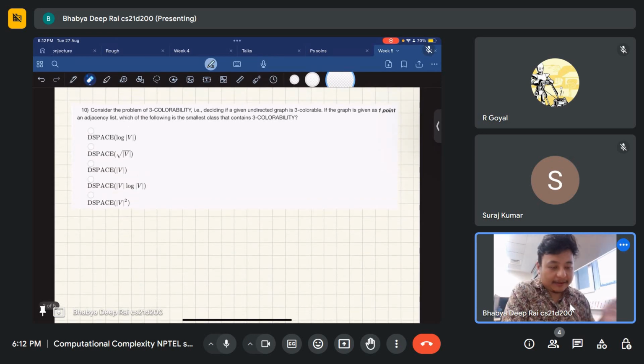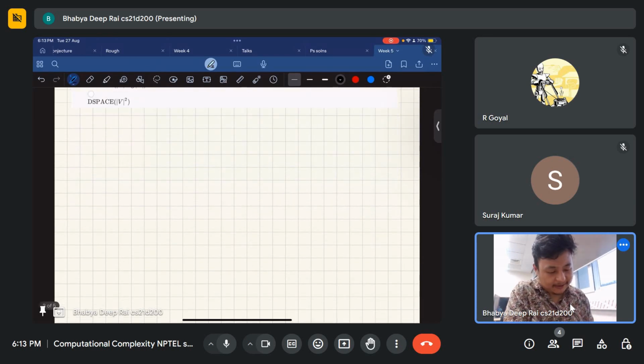So we'll come back now. Don't be confused with adjacency list, adjacency matrix, and so on. It's only there to confuse us. All we care about is finding a very naive algorithm for three colorability. So what do we do here?